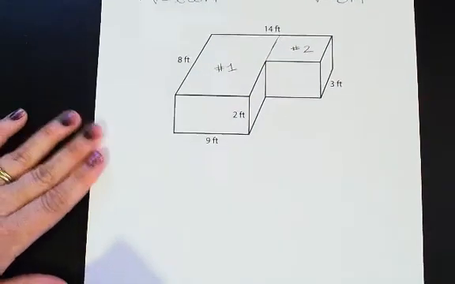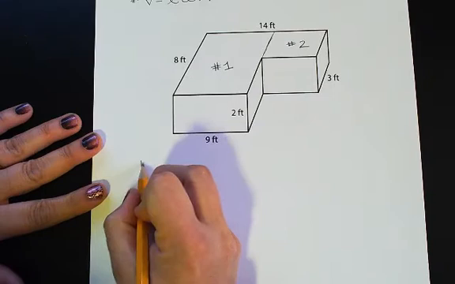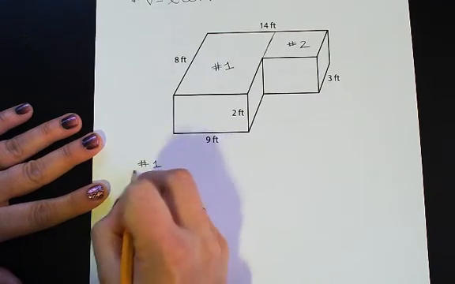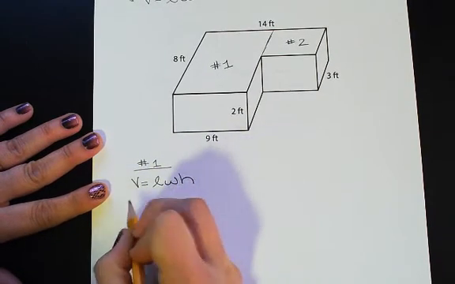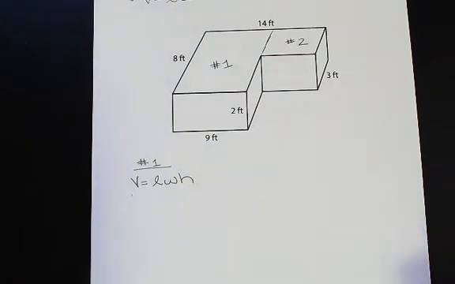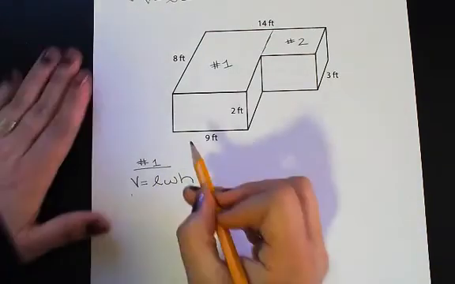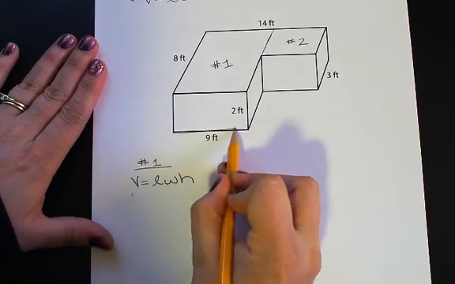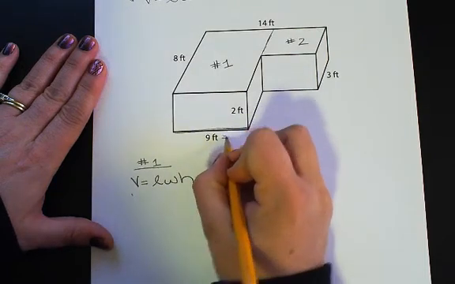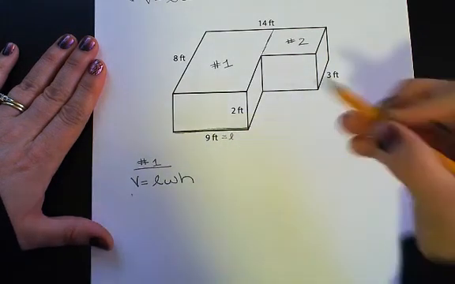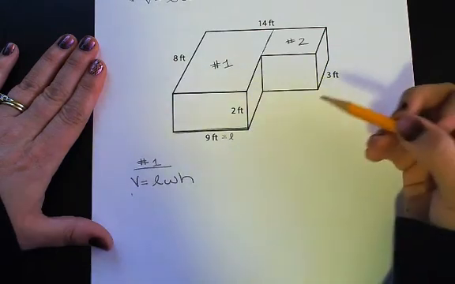And I always like to label mine so I can follow my work as I'm going. So in shape number 1, to find the volume, it's equal to our length times our width times our height. So now I just need to make sure that I have those 3 dimensions. So as I'm looking right here, I can see that the length right here is going to be equal to 9. So I'm just going to label that length.